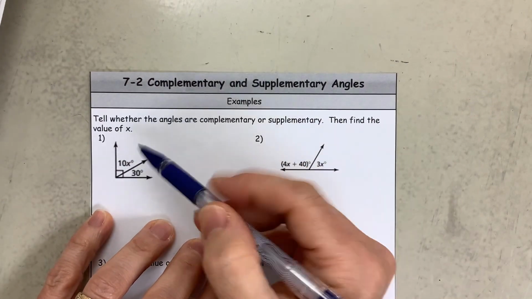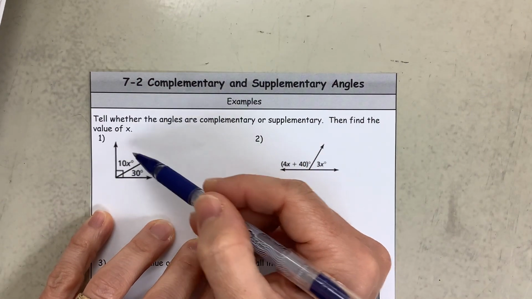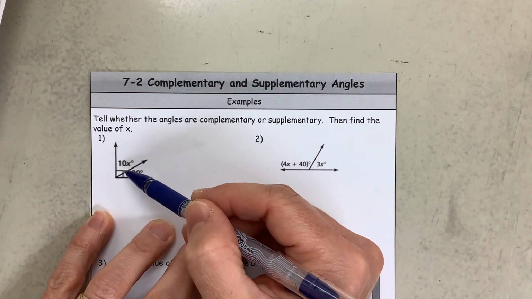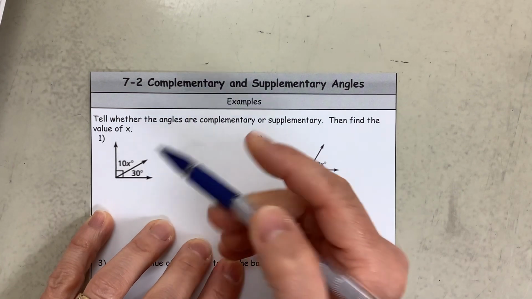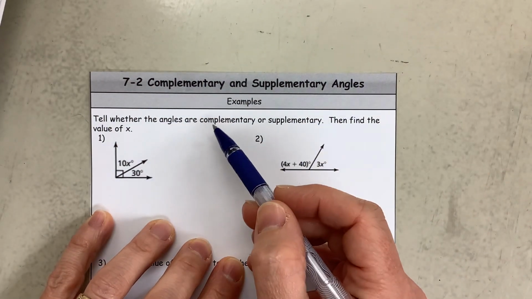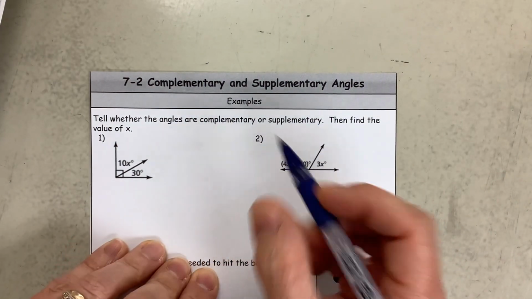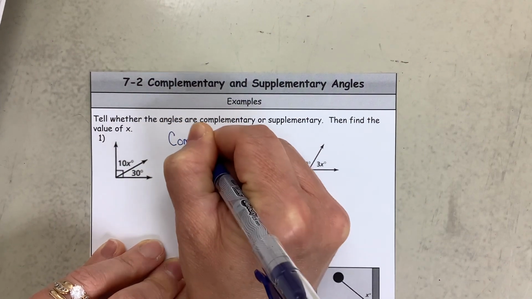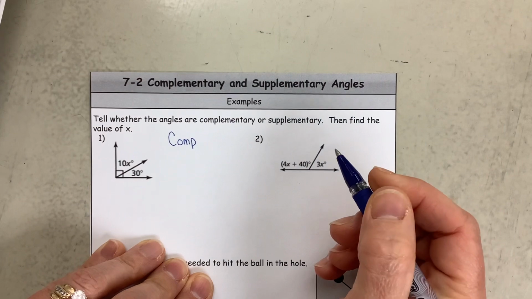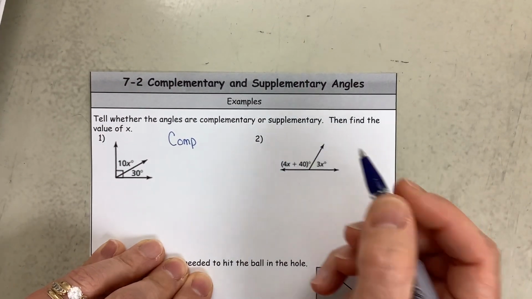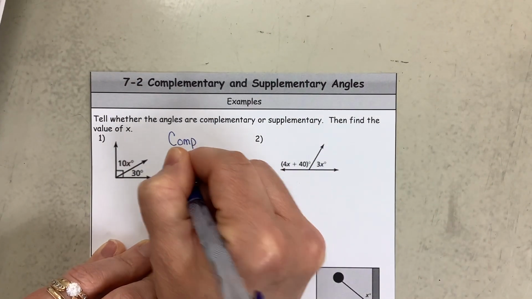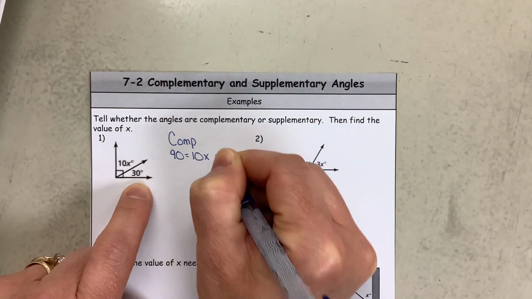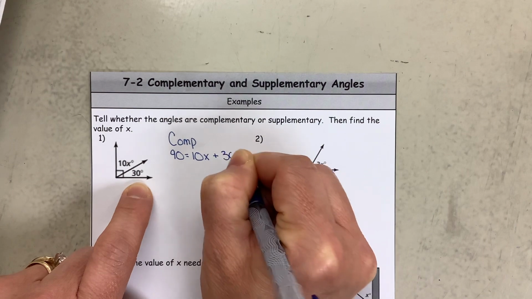So in this one, I see that these two angles, which are adjacent because they are sharing that side, add up to this 90 degrees. If they add up to 90 degrees, that is complementary. So go ahead and label it as complementary, and I'm just going to write comp. You should write it all out. That means it has to add up to 90 degrees. So the one angle is 10x, the other angle is 30.